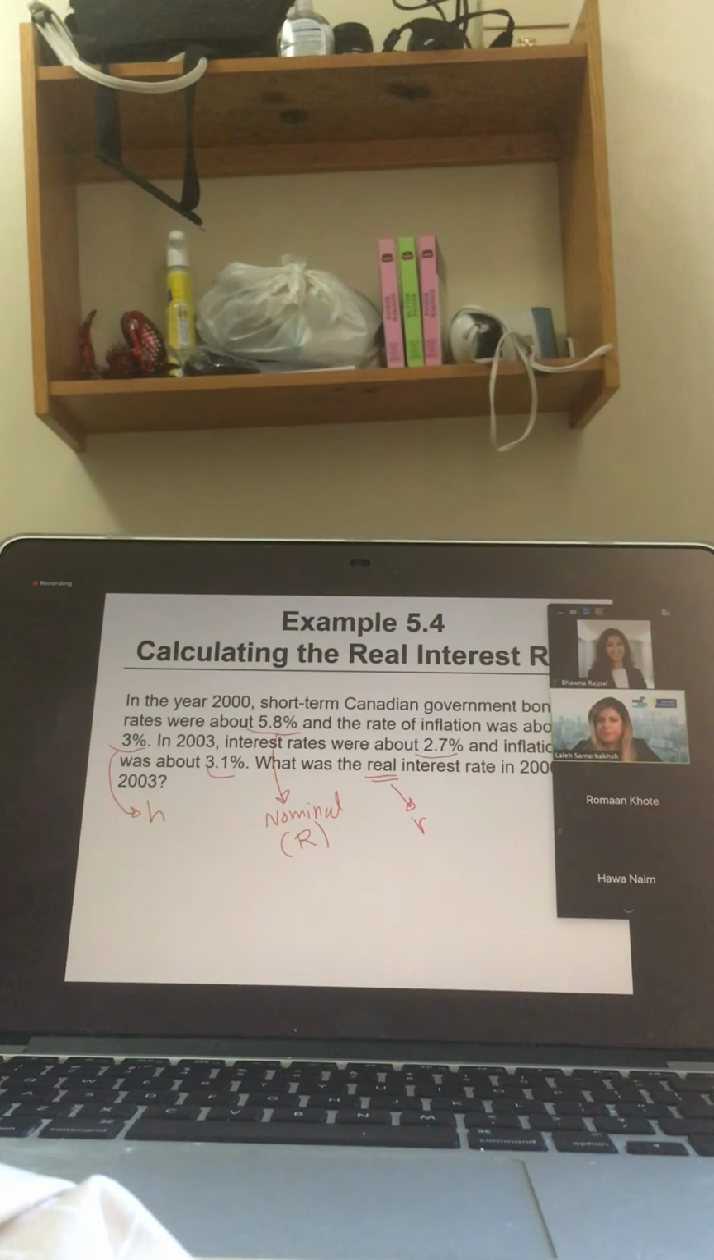Is that good? All right, so let's do that together. This is the formula: 1 plus capital R nominal equals 1 plus small r real times 1 plus inflation. In this question, the small r, the real interest rate, is unknown. So why don't we simplify it and say that 1 plus r equals 1 plus capital R over 1 plus H.